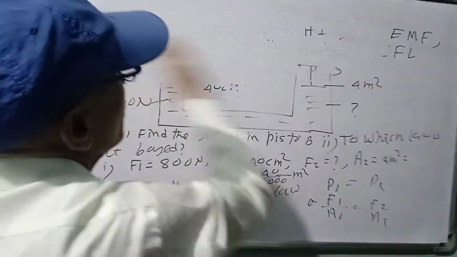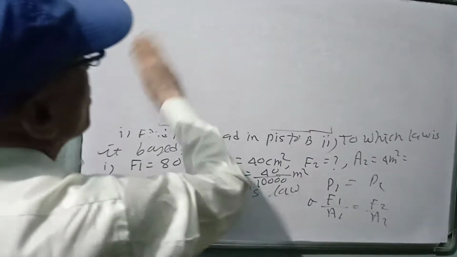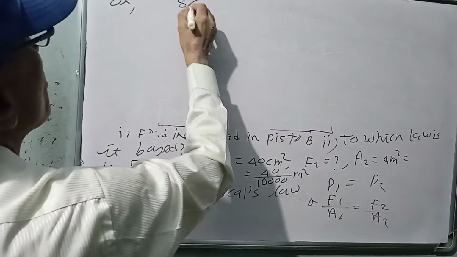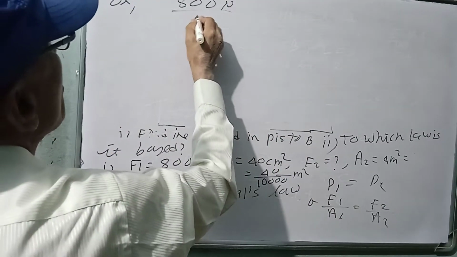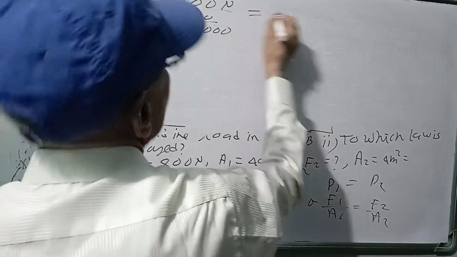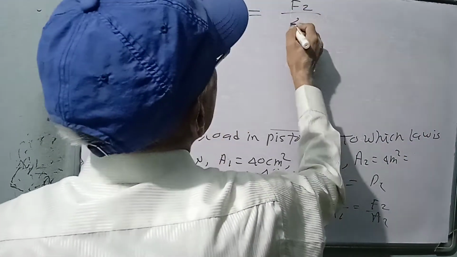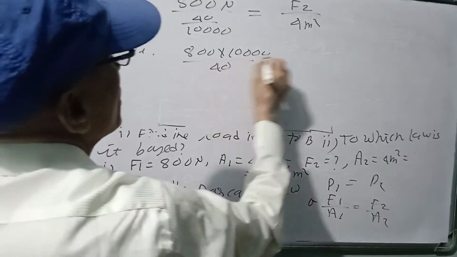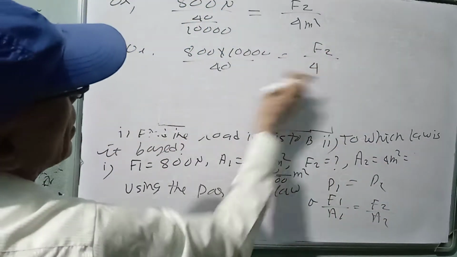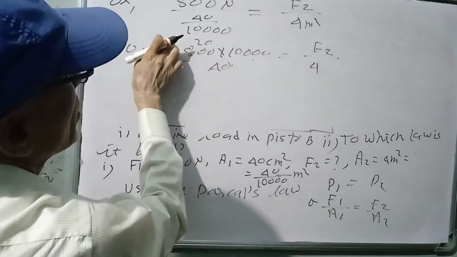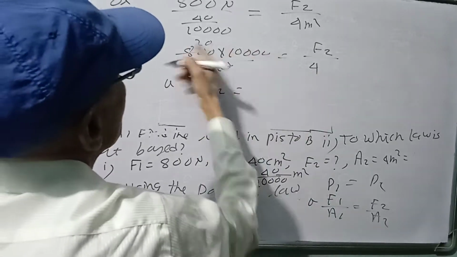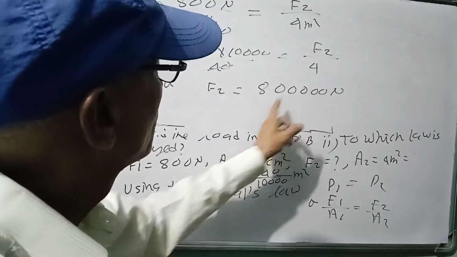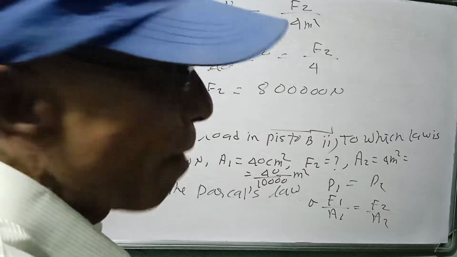The value of F1 is 800, A1 is 40 by 10,000, F2 is unknown, A2 is 4 square meter. Taking the reciprocal, 800 into 40 by... F2 by 4, we can cut like this. Cross multiply, F2 equals 4 into 2, 8, and so on. This much newton force. By using less force, we can lift more load.